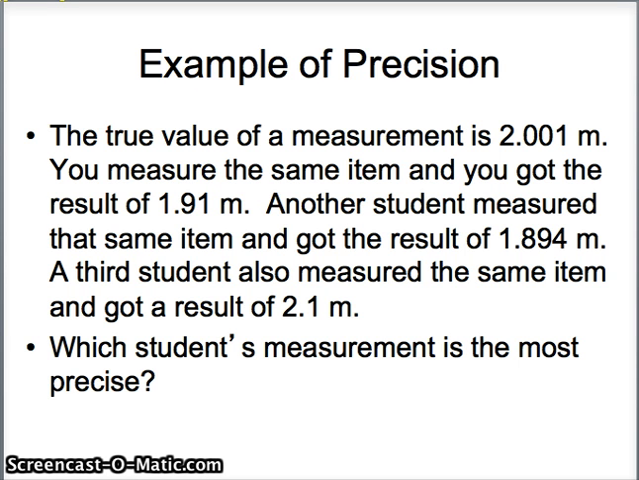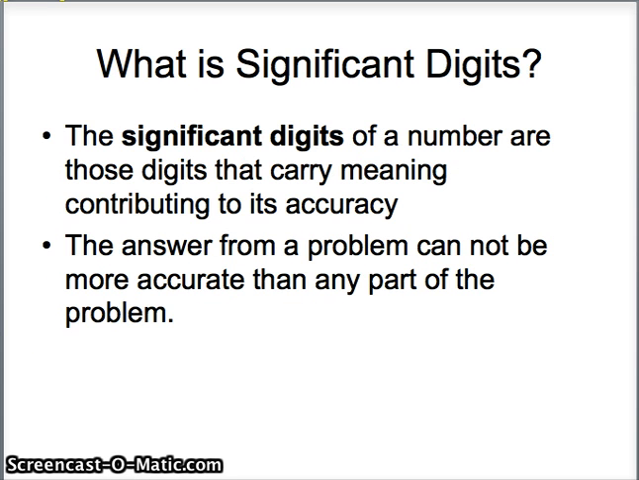If you have any questions, remember to ask again when we have group discussions. So now it brings us to the question, what exactly is a significant digit?